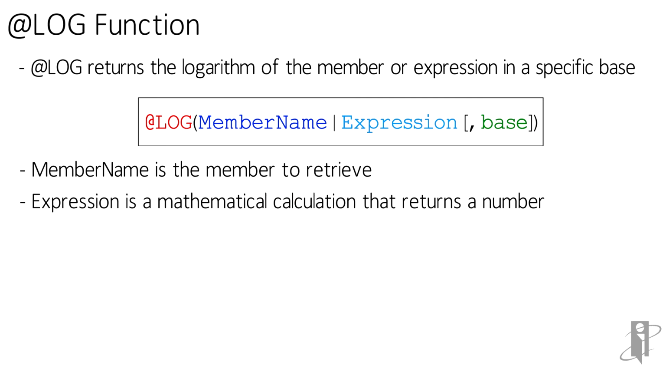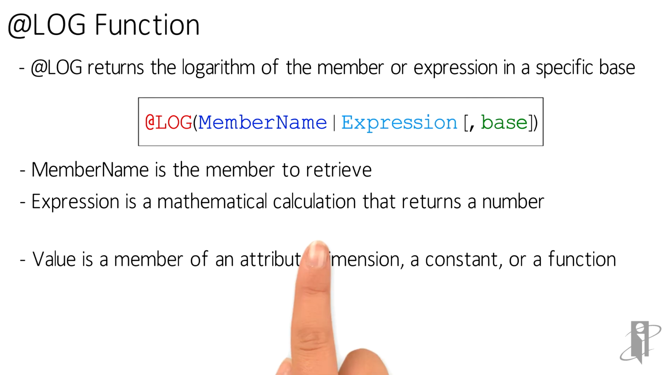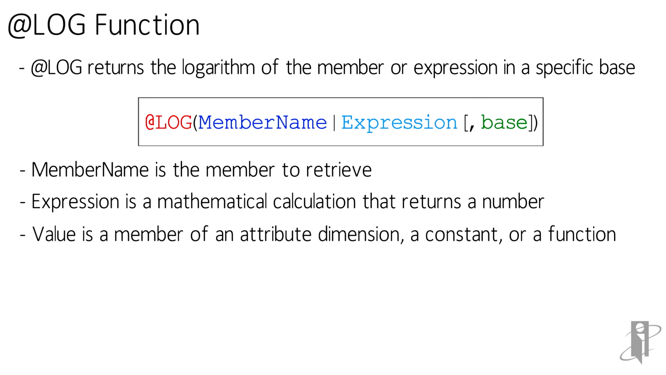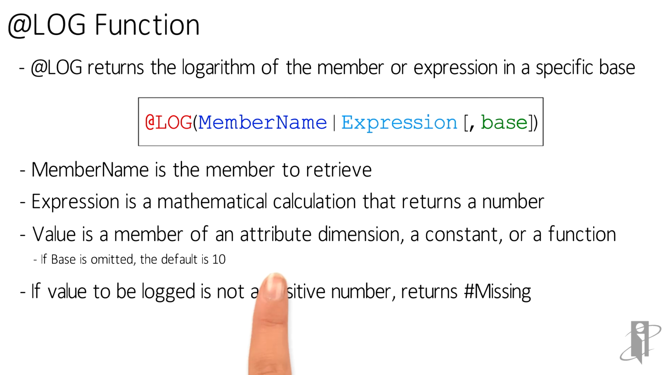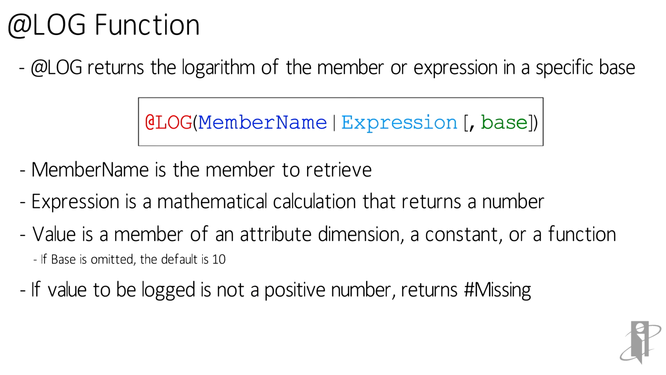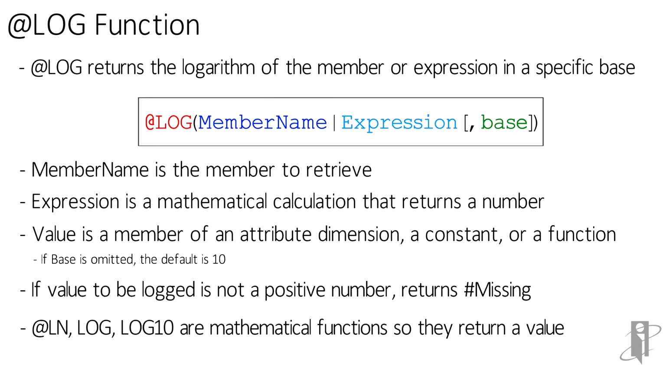An expression is some sort of calculation that returns a number. It could be something like 7 minus 3, it could be Actual minus Budget, and then base is that optional argument that defaults to 10 if you leave it off. Now, I don't need to explain why mathematically, but if you give a member name or an expression that returns a negative number or a 0, it returns #Missing. Now, these are mathematical functions, so they return a value.